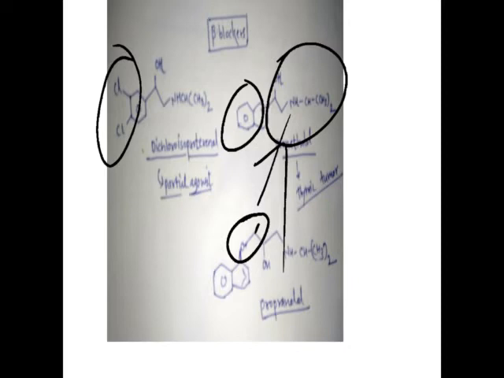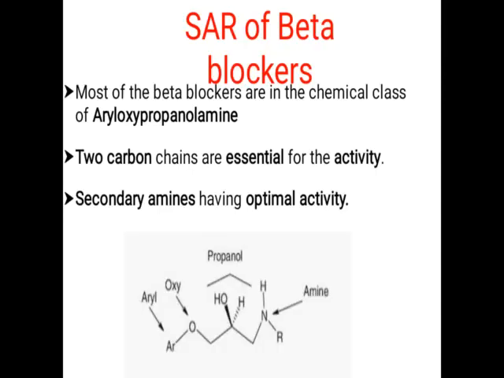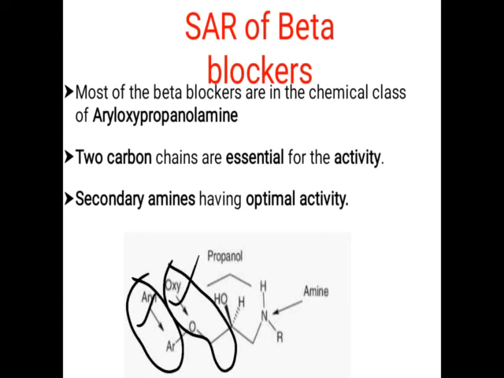So now we will move to the next part, that is the SAR of beta blockers. Okay, so most of the beta blockers are of the chemical class aryloxypropanolamine. So what we have discussed, this is the aryl group, this is the OCH2 group, so it becomes aryloxy. There are three carbons, it becomes propane, and due to the alcohol it is propanol, and this is amine. So aryloxypropanolamine is the basic nucleus which has more potent antagonist activity as compared to the other agents, that is where hydrogen is present.